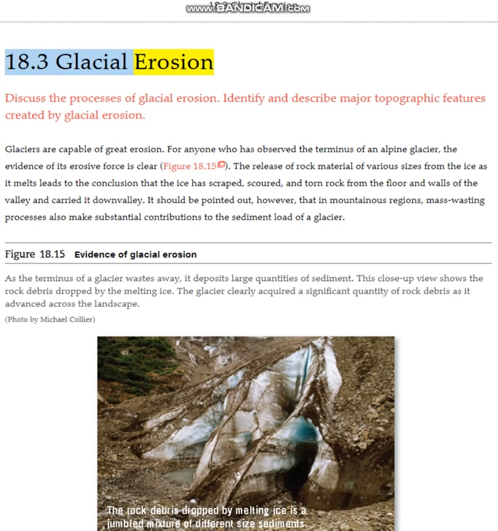18.3 Glacial Erosion. Discuss the processes of glacial erosion. Identify and describe major topographic features created by glacial erosion. Glaciers are capable of great erosion.